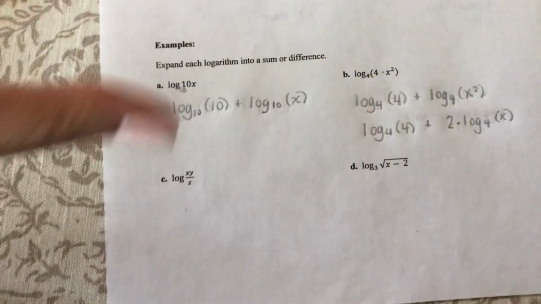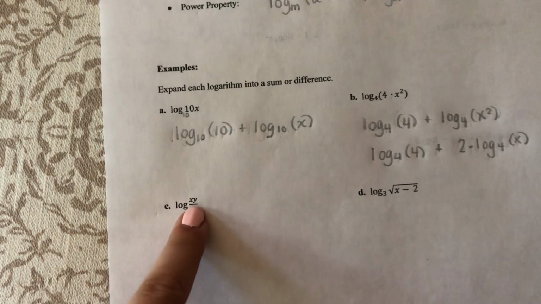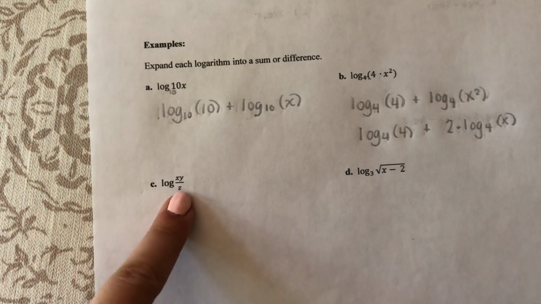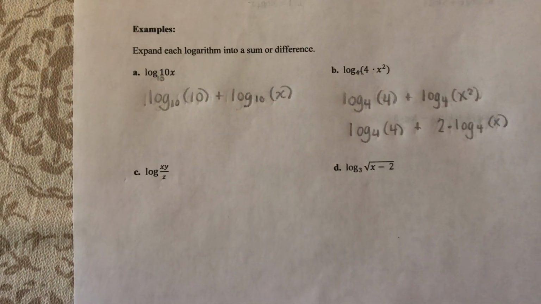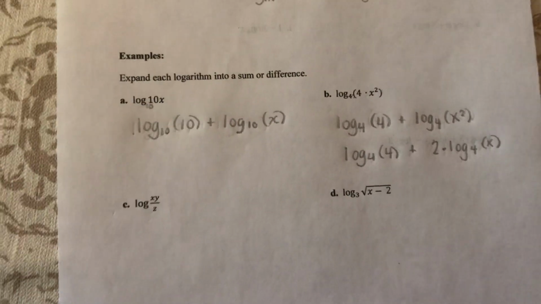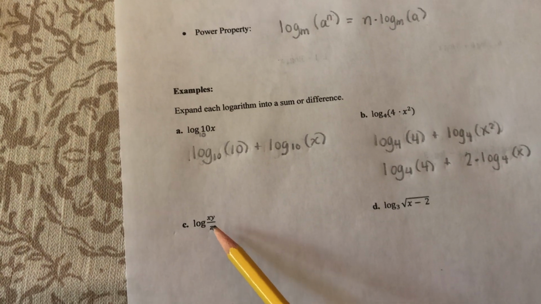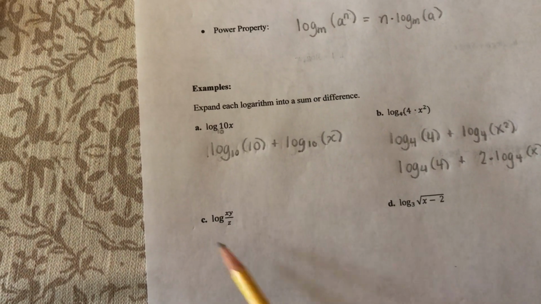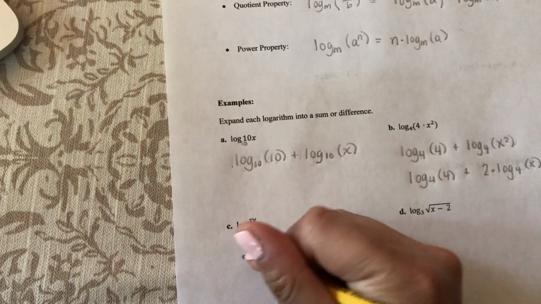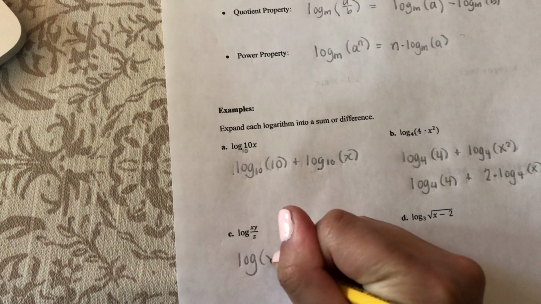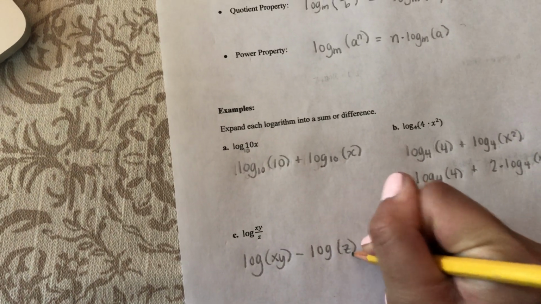Okay, let's try letter C. We're getting more difficult as we go along. So in letter C, I see multiplication in the numerator, and I see division, dividing by z. Again, there's no base. It's understood to be 10. So I'm not going to write it this time just to show you this type of example. What I'm going to do first is I see something being divided by something. So I am going to automatically use my quotient property, which says I separate with subtraction. So log of xy minus log of z.